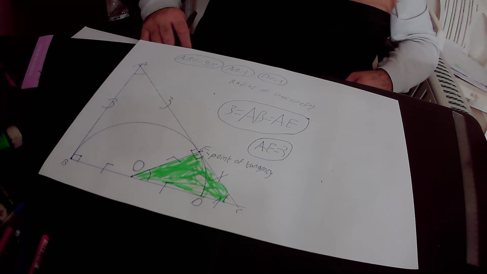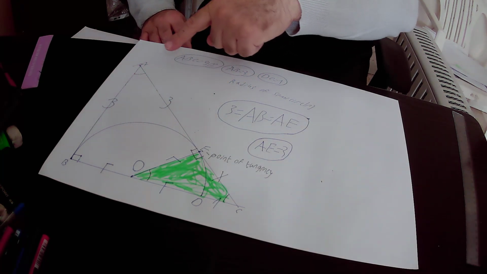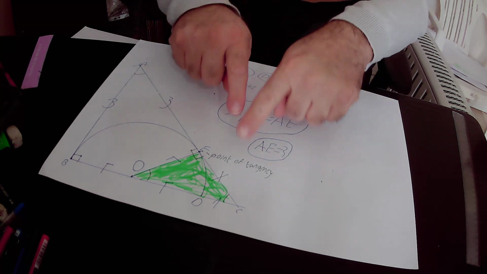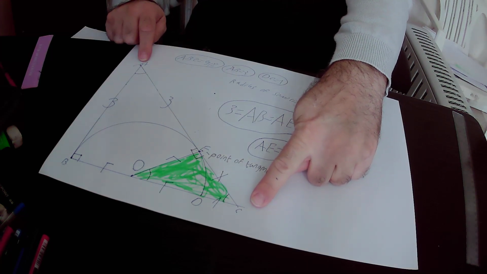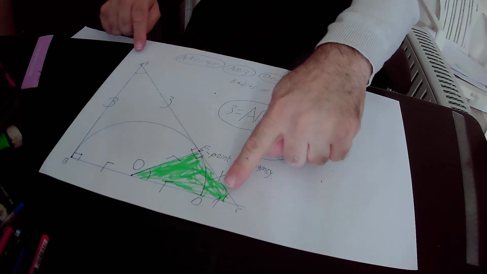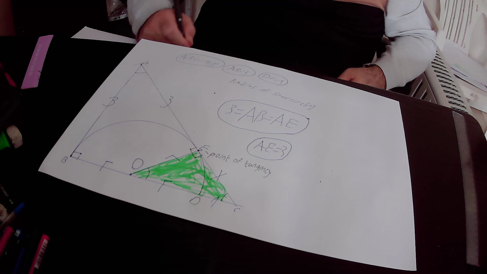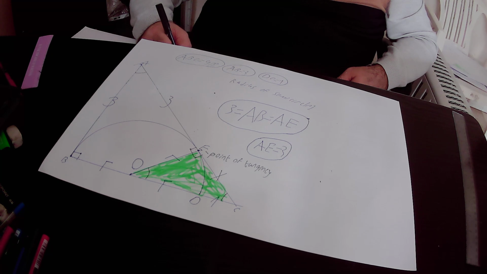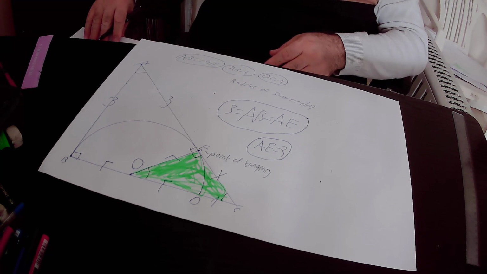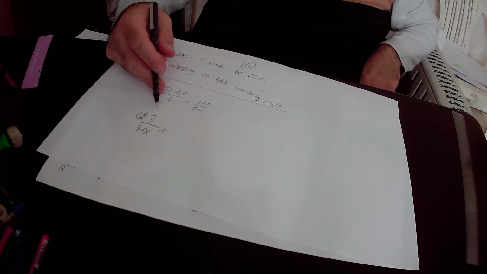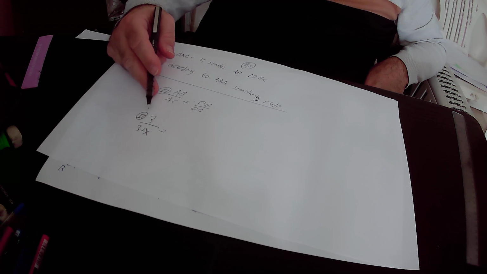But what is the size of AB? AB equals 3 units according to what is given in the question. And what is the size of AC? AC is the hypotenuse of triangle ABC. The size of AC is 3 plus x. I'll repeat again: AB equals 3 units, AC equals 3 plus x.